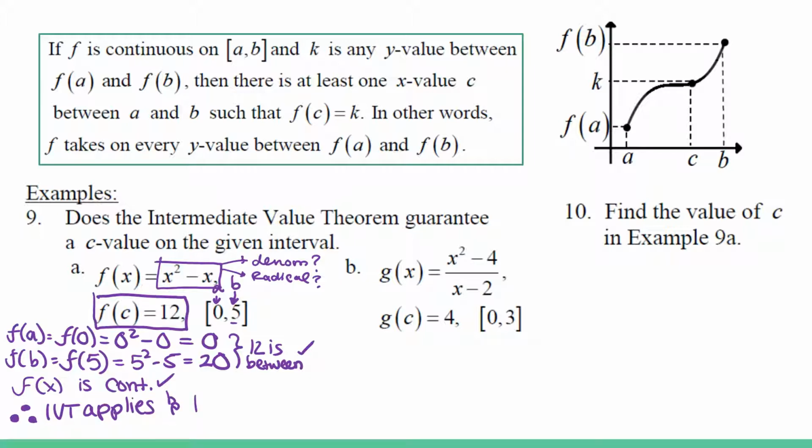And there exists a c in the interval 0, 5. It's a perfectly fine way to write it. Okay.